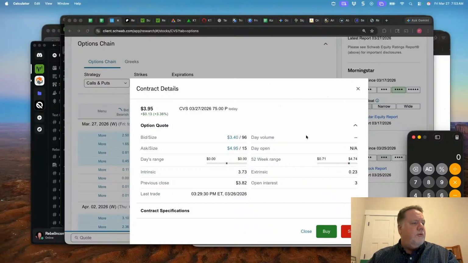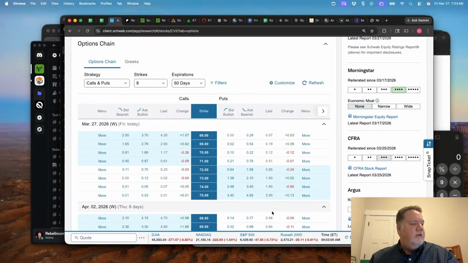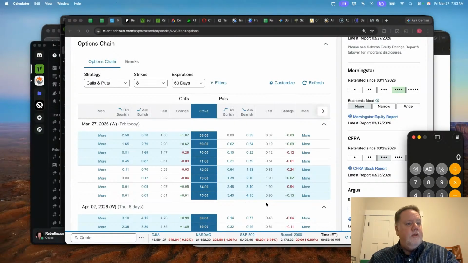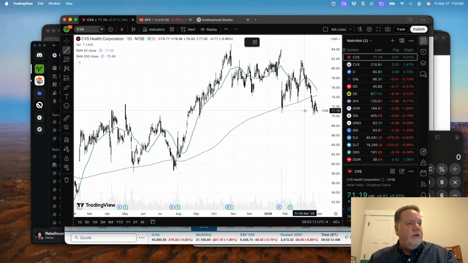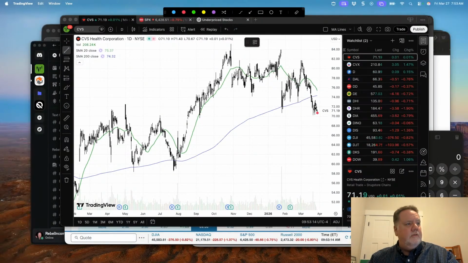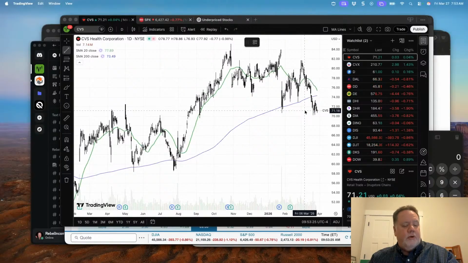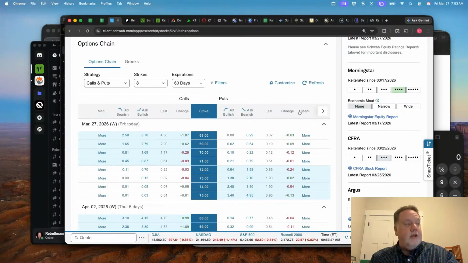Our active rollers would not have waited until the day of expiration to close out this trade. Let's go back to our chart here. As the stock was breaking down below this 200-day moving average, in fact, that would likely have been the signal point for them to get out of that trade and think about rolling it down.